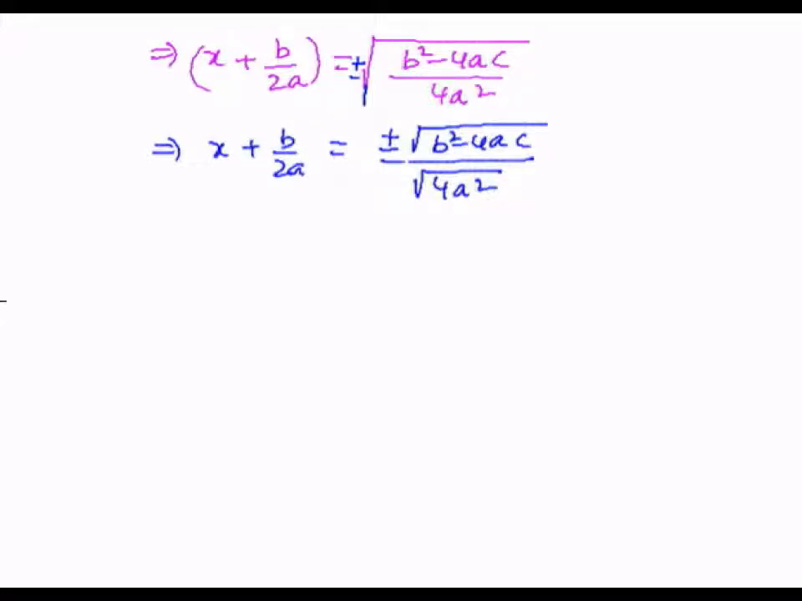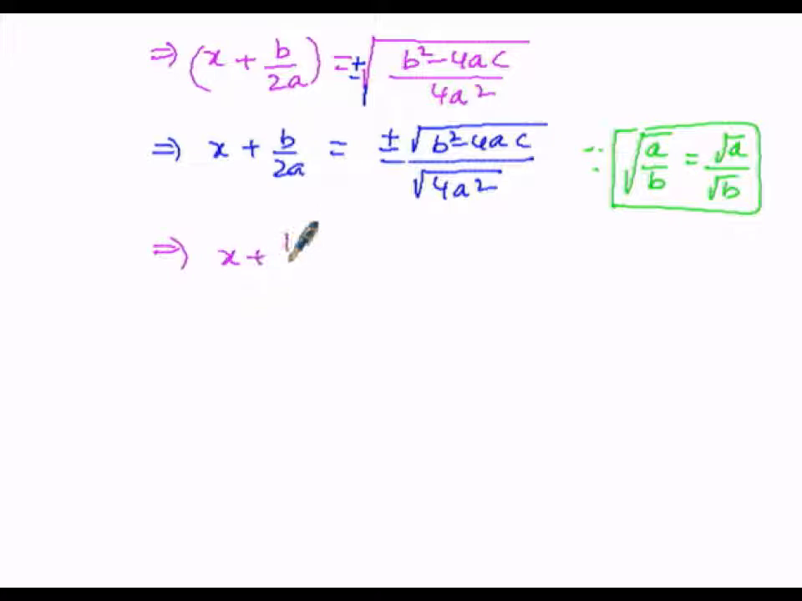So, here I have utilized the logical step that root of a by b can be written as root of a in the numerator and root of b in the denominator. Based upon this, I have utilized this condition. Then the next logical step: x plus b by 2a is equal to plus or minus root of b square minus 4ac overall divided by root of 4 and root of a square. So, here I got this logical step.